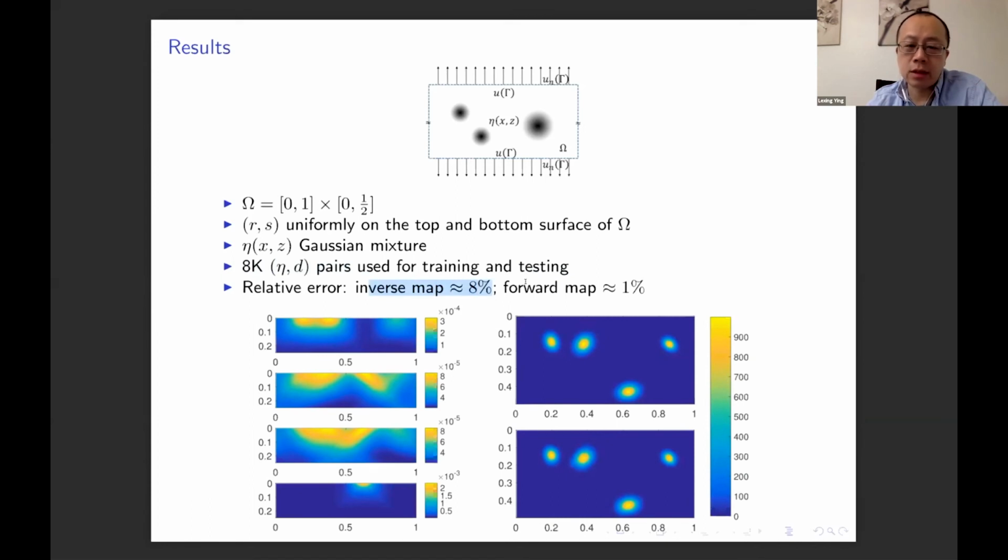And the reason here is the following, because this problem itself becomes elliptic, based on an elliptic operator. And so therefore the inverse problem is actually very ill posed. And 8% error is actually a pretty good performance in this setting.